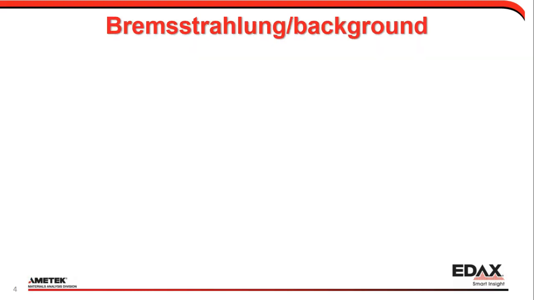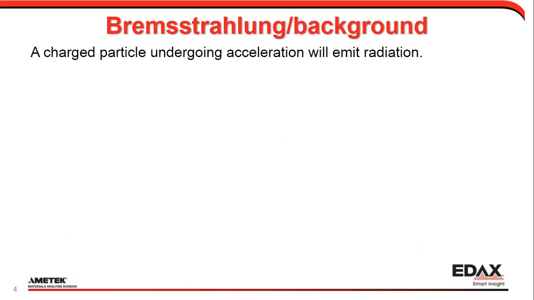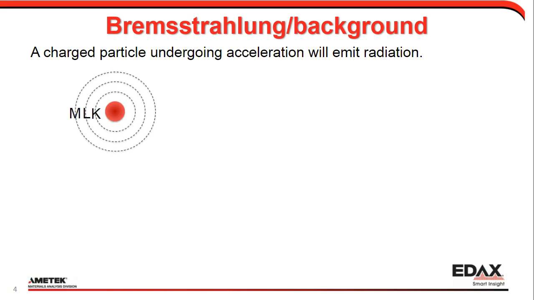But the background itself, the fundamental parameter is that any charged particle undergoing acceleration will emit radiation. So if we have a nucleus with the electron shells around it, and we have an electron coming in, the red line here is the path of the electron. You have a negatively charged particle and a positively charged nucleus, so you have Coulomb interaction between them. Depending on how close the electron gets to the nucleus, you will have more or less force, more or less bending of the trajectory of the electron.